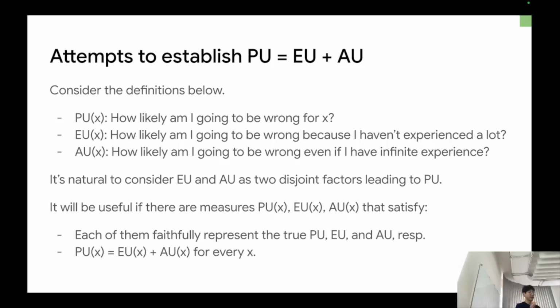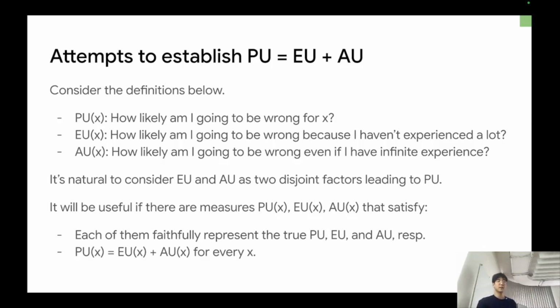So one of the mainstream approaches in this domain is to try to establish that predictive uncertainty is actually the sum of epistemic and aleatoric uncertainties. Why is that? Because conceptually, that kind of makes sense. Predictive uncertainty is asking the question, how likely am I going to be wrong on this sample? And with a bit of pushing the boundary, you can describe epistemic uncertainty as the question of how likely am I going to be wrong because I haven't experienced this before.